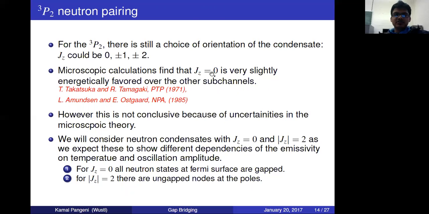So instead of just looking at this 0 subchannel, we looked at J_z equals 0 and J_z equals plus or minus 2. The reason for choosing the second one is because we expect them to show some qualitatively different emissivities, qualitatively different features, because this J_z equals 0 channel has a Fermi surface that is all gapped, while in the J_z equals 2 subchannel, you have some nodes in the Fermi surface. So we want to see what the role of those nodes will be.